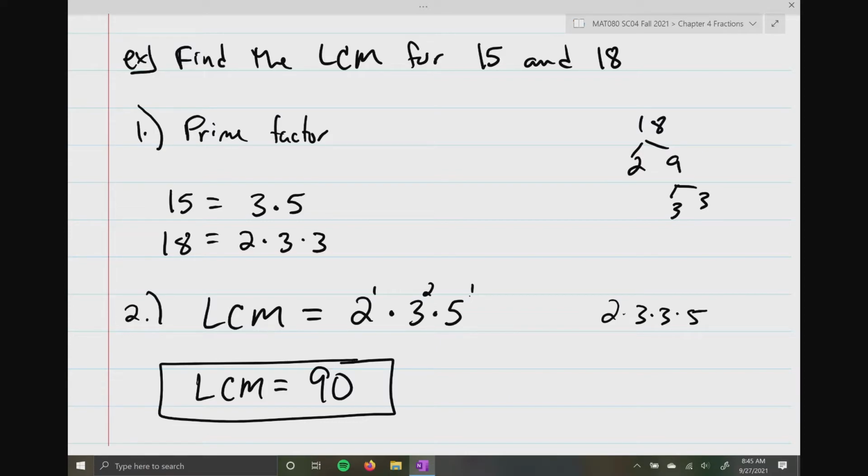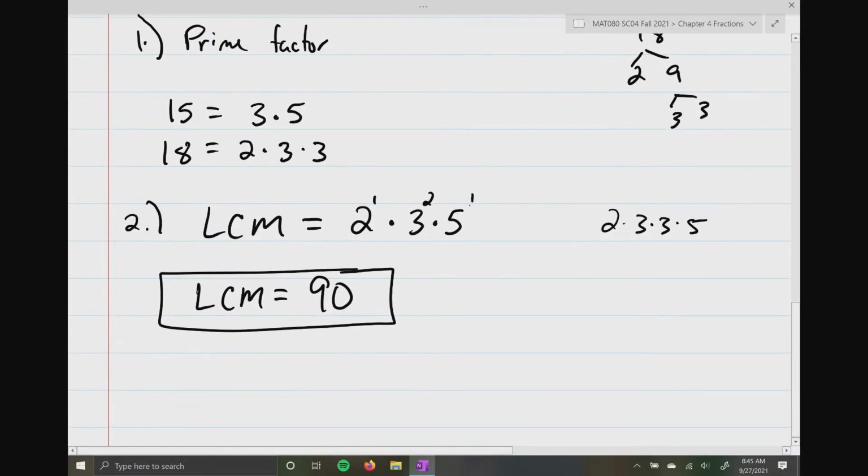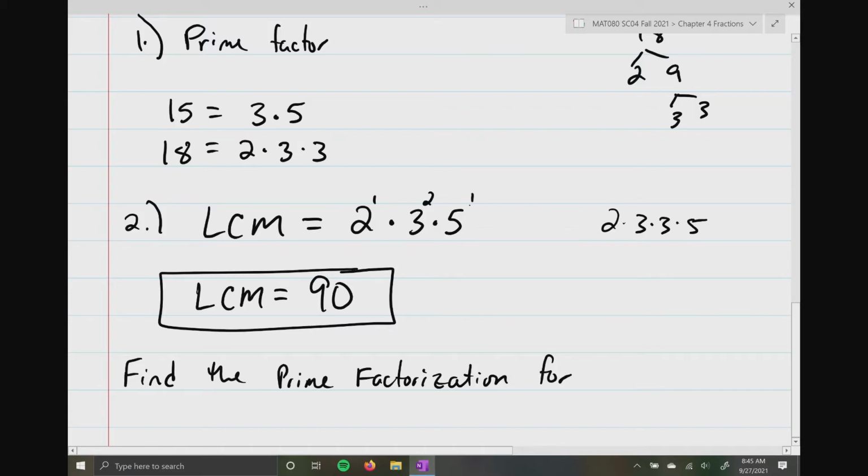All right, let me give you one to do then, okay? Let's change the numbers up a little bit. How about find a prime factorization of 12 and 36?